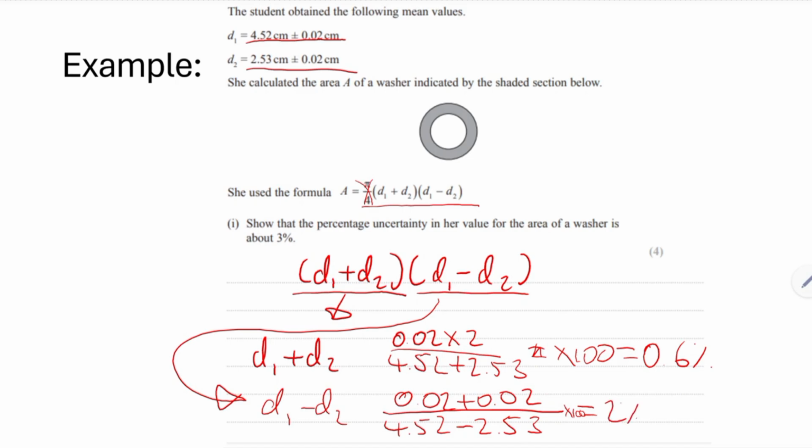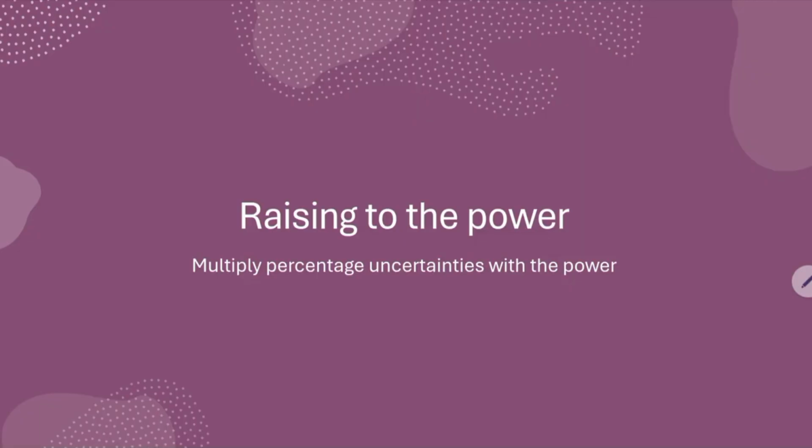And now, as they're both multiplied to each other, we just need to add percentage uncertainties, which we have right here. If you add them, you get 2.6%, and therefore that will be around 3%. And there you have it. That's the answer.